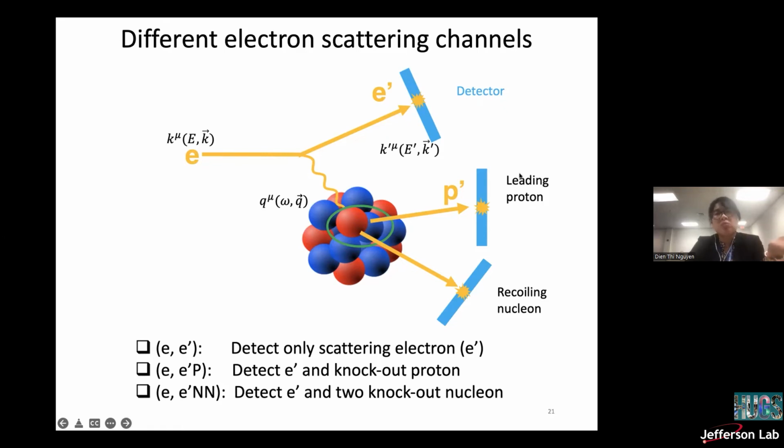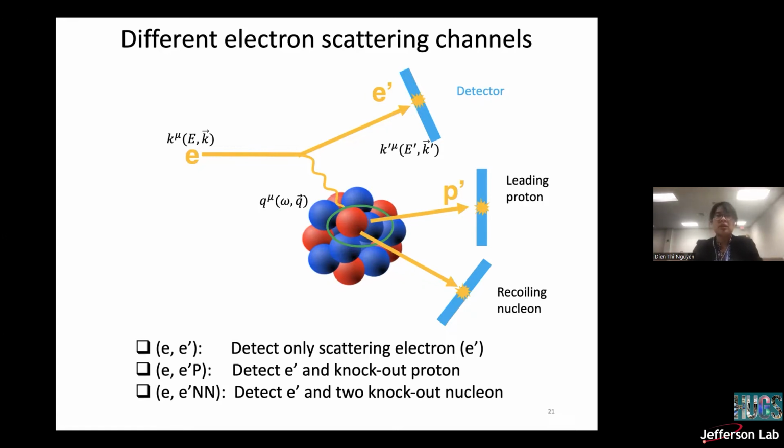Or if we detect more particles in the final state, it can be E prime and N. N here can be proton, neutron, or other. So this is how we define the names for different types of measurement, in terms of what you detect in the final state particles.